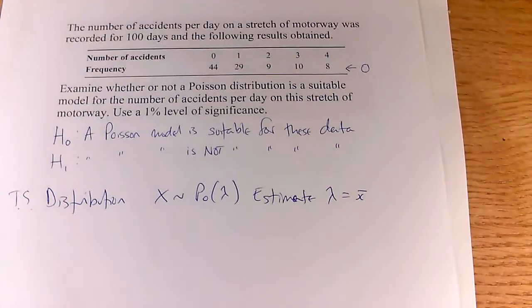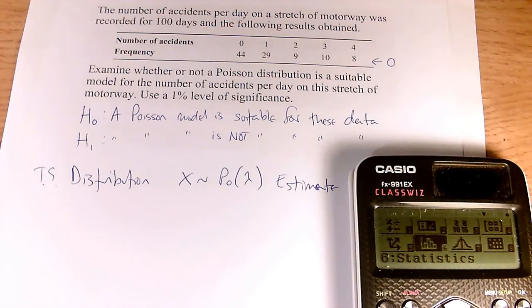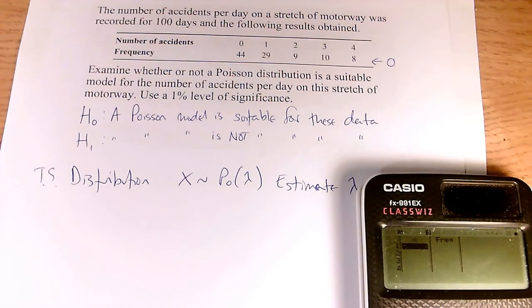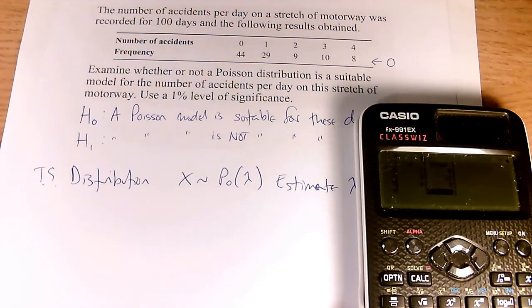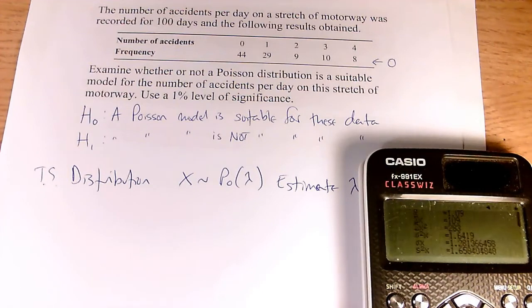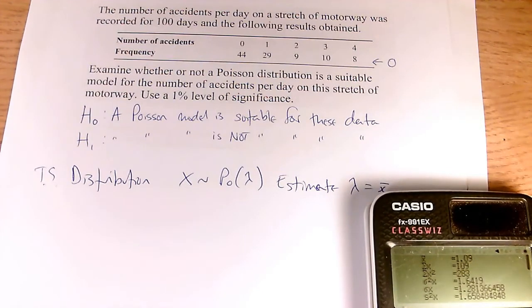Well, I've got frequency data, so I put it on my calculator in statistics mode, 1 var. On the menu, I do 6, and I choose option 1 var. In my frequency table, I enter the number of accidents, 0, 1, 2, 3, 4 down here, and I put their frequencies in the other column. So I go across and put in 44 and 29 and so on. When I've put all of those in, I press option, and I press 1 var statistics, option 3. And it tells me an X bar of 1.09.